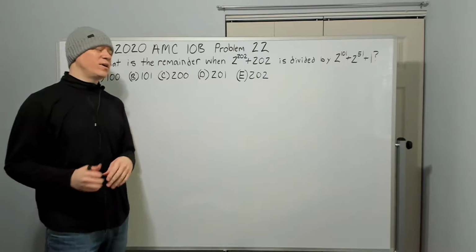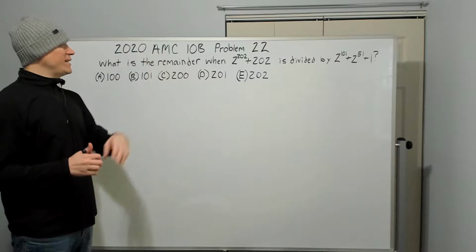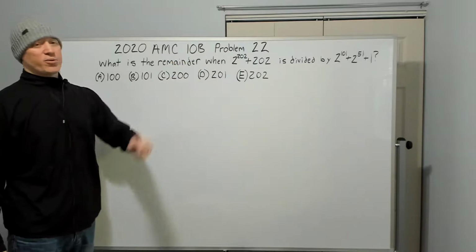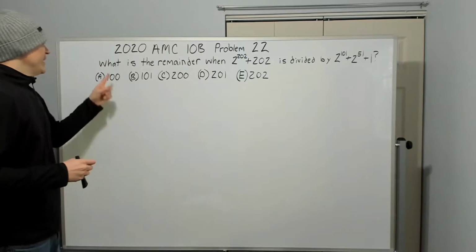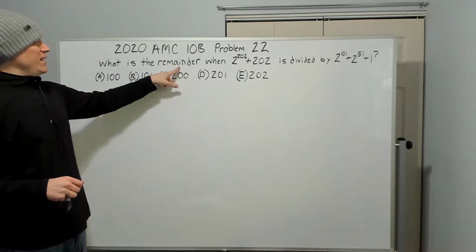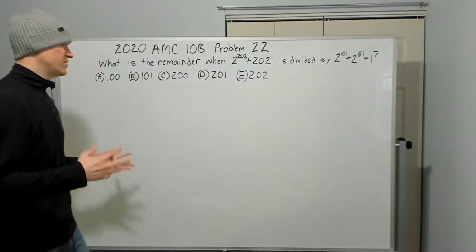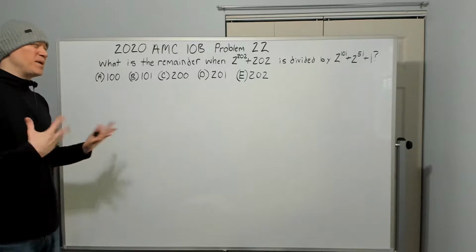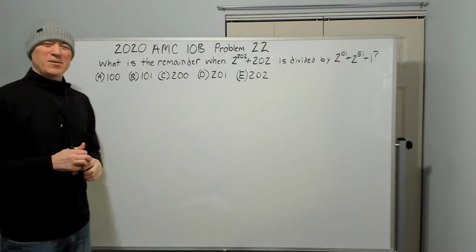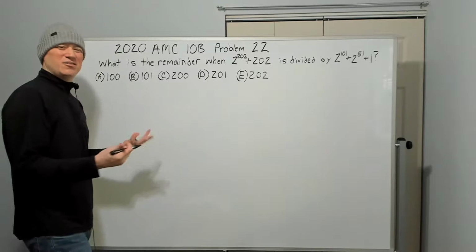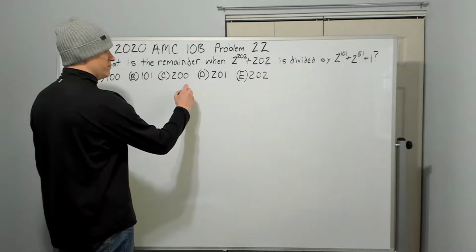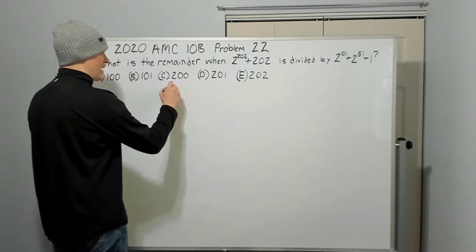All right, so here we're going to do the 2020 AMC 10B problem number 22. It asks, what is the remainder when this expression is divided by that one? Well, there's not a lot of words, it's not a big problem. It's just something about remainder, so we kind of don't know maybe how to begin. Let's just write, we're dividing, so let's write it as a fraction, right?